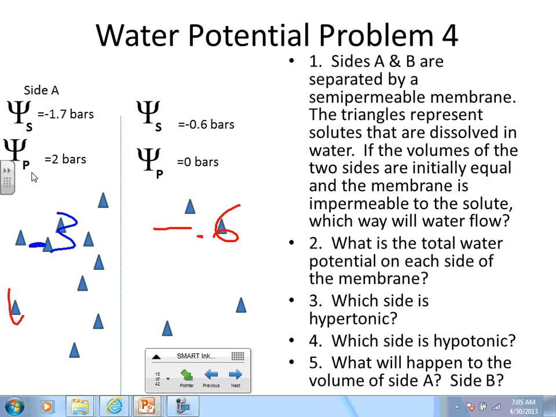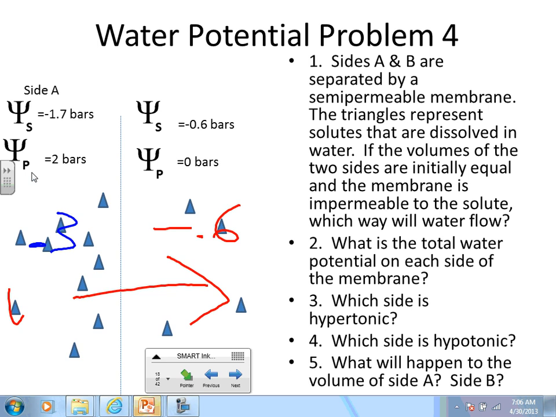And again, water moves which way? High water potential to low water potential. So the water is actually going to go this way because of what? The pressure. Even though in terms of solutes it wants to go this way, because of the pressure pushing outward on it, the water actually goes that way.